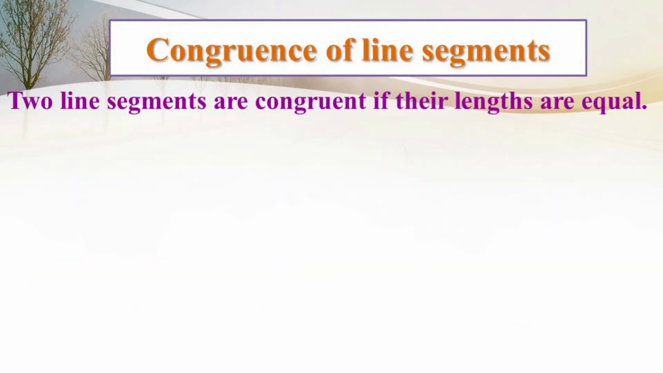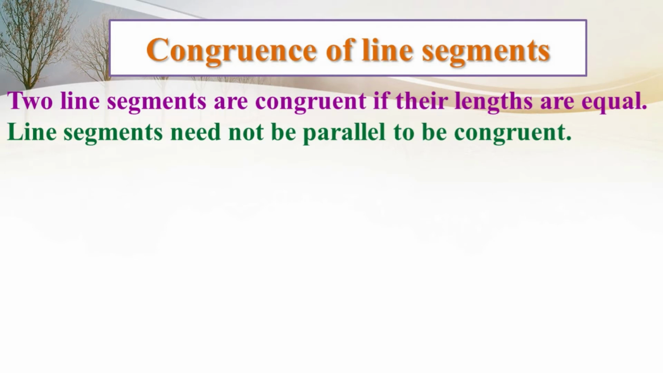Concurrence of line segments. Two line segments are concurrent if their lengths are equal. When we compare two lines, their measurement should be equal. What is the measurement there? Length of the lines should be equal. Line segments need not be parallel to be concurrent. When we are going to compare two lines, they need not be in parallel position to each other. They must have equal lengths. That is the condition there.